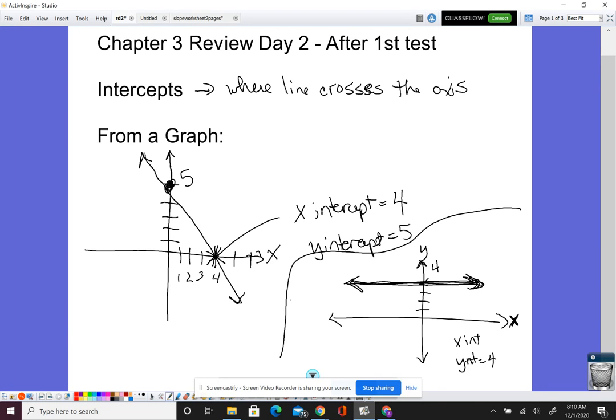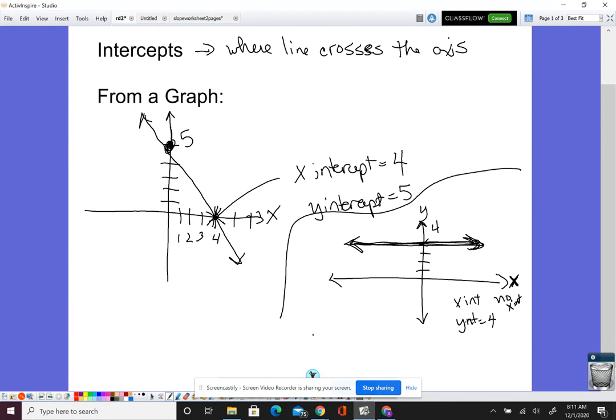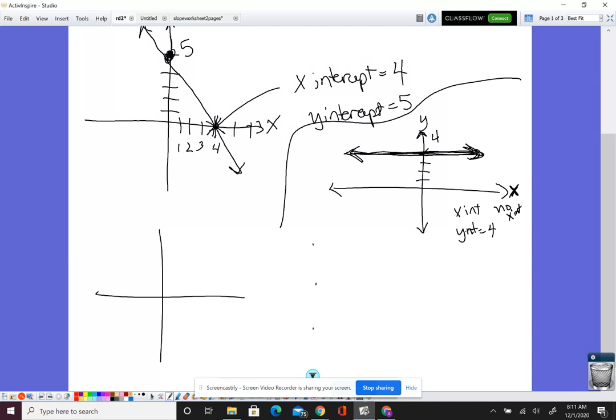Does it cross the x-axis at all? No, so there is no x-intercept, because it's a horizontal line, it doesn't have an x-intercept. What about if we had a line that looked like this? This one now has an x-intercept at 6, but the y-intercept, there is none. So that's the vertical line.